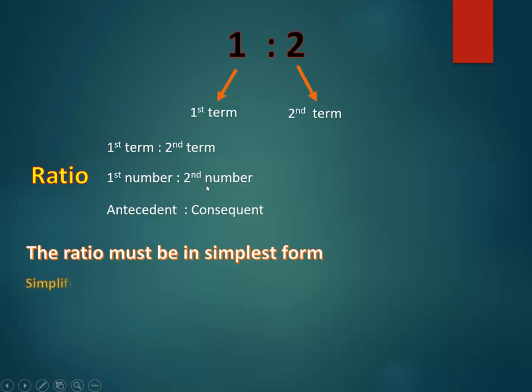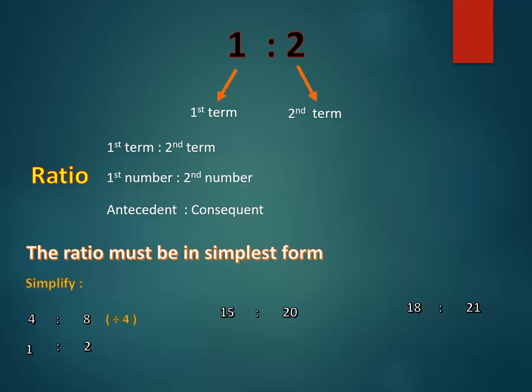Like simplify 4 to 8. Now you will know why we revised divisibility. 4 and 8, both of them are even numbers, so we can divide by 2. And both of them are in table 4, so we can divide them by 4. Divided by 4, it will be 1 and 2. 4 divided by 4 equals 1, 8 divided by 4 equals 2.